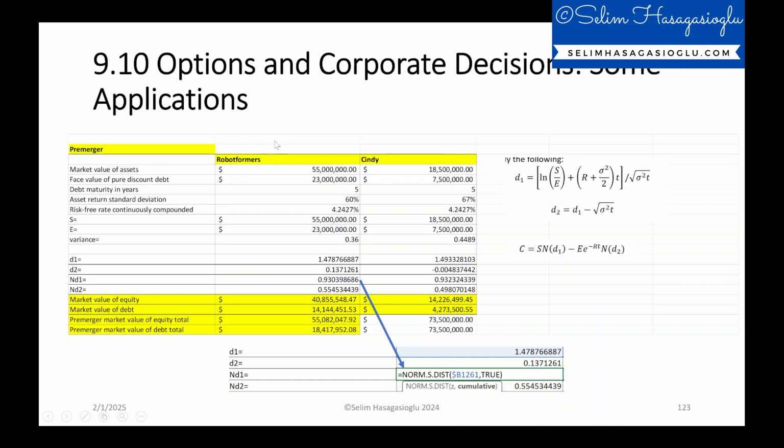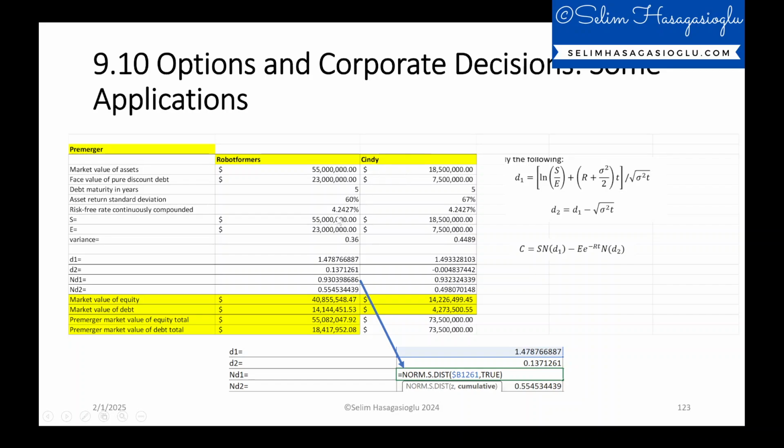So let's look at my Excel spreadsheet calculations. Remember, we had two firms, Robot Formers and Cindy. These were input values from the question. These were given to you: market value of assets, face value of pure discount debt, maturity in years, and asset return standard deviation. Remember, we also calculated the risk-free rate, continuously compounded.